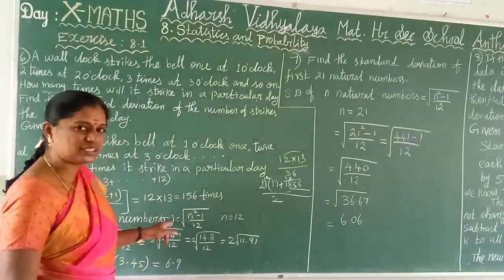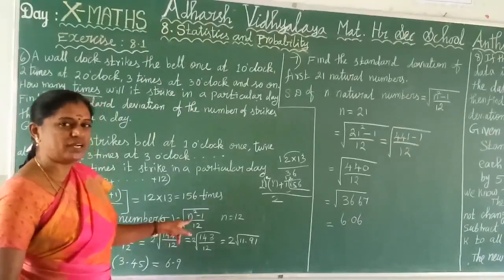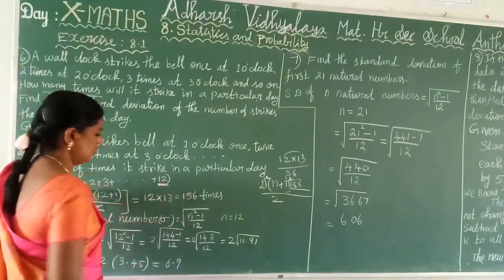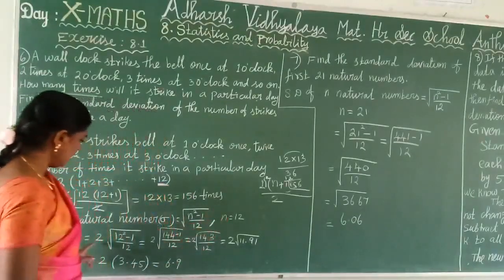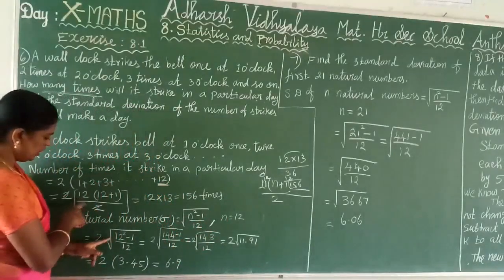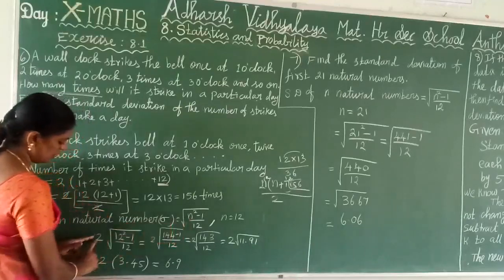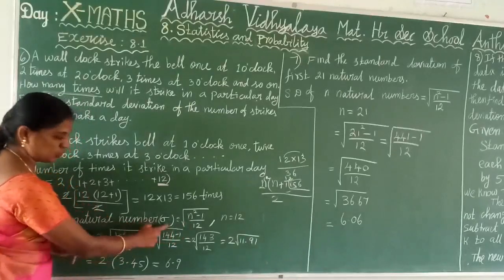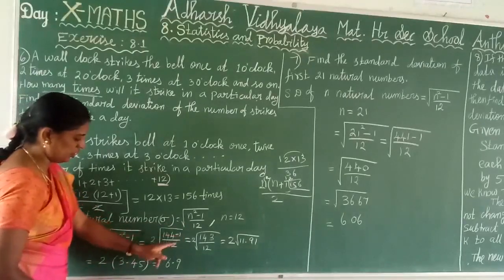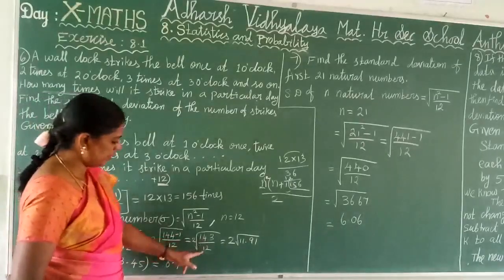Next is the standard deviation. In the last class itself we discussed this formula: for n natural numbers, it is the square root of (n square minus 1) divided by 12. Here n is 12. Applying it for 2 times 1 to 12, here n square is 12 square, minus 1, divided by 12. 12 square is 144, minus 1 is 143, so 143 by 12.